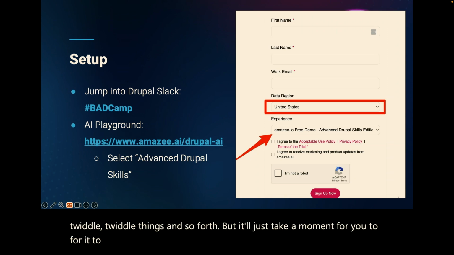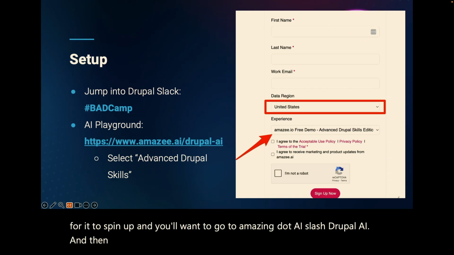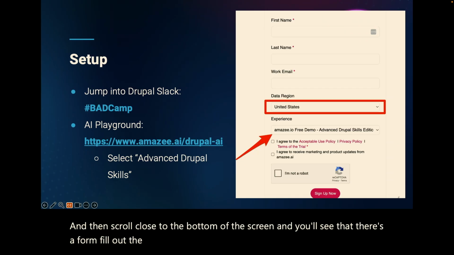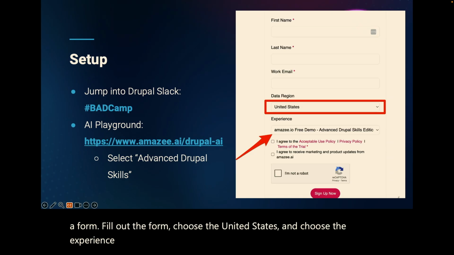You'll want to go to amazee.ai/DrupalAI, and then scroll close to the bottom of the screen, and you'll see that there's a form. Fill out the form, choose the United States, and choose the experience of Free Demo Advanced Drupal Skills Edition.